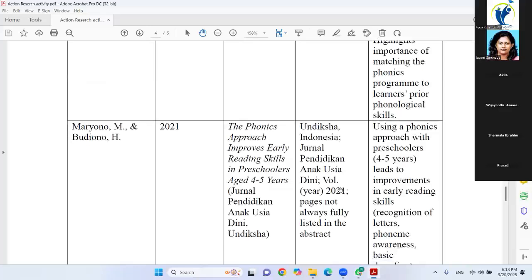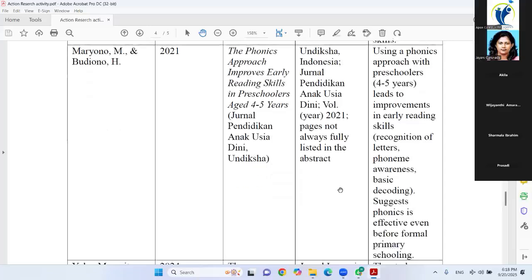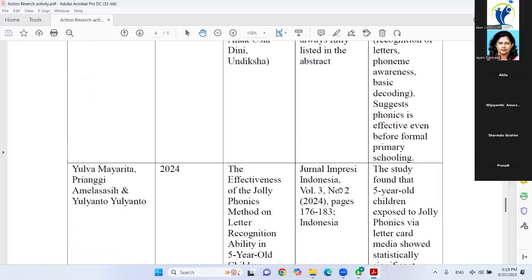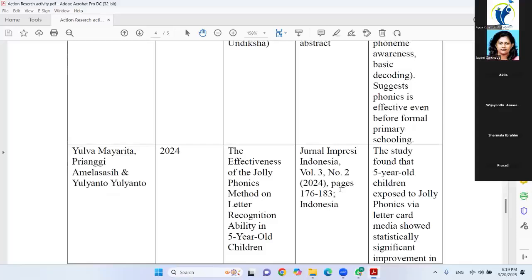Next one: using a phonics approach with preschoolers aged 4 to 5 years leads to improvements in early reading skills, recognition of letters, phoneme awareness, and basic decoding. This suggests phonics is effective even before formal primary schooling.